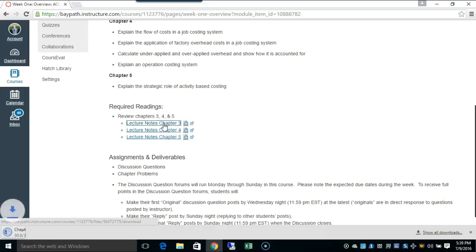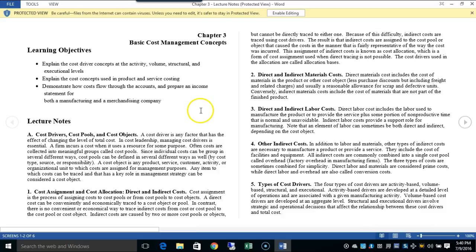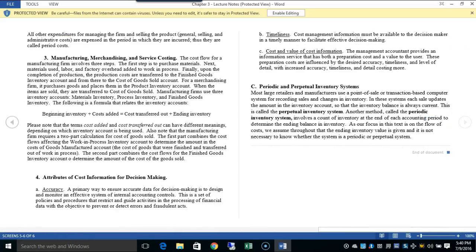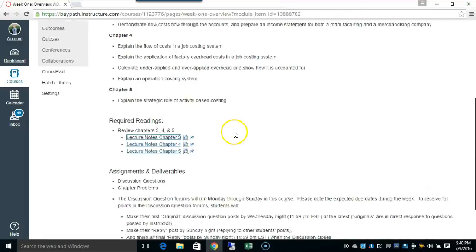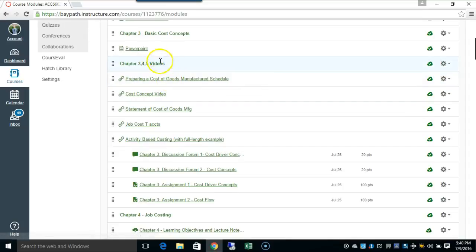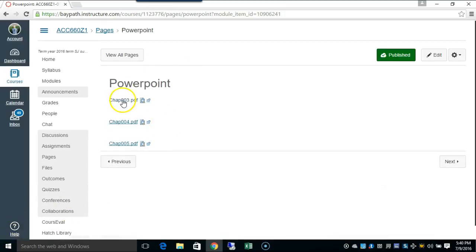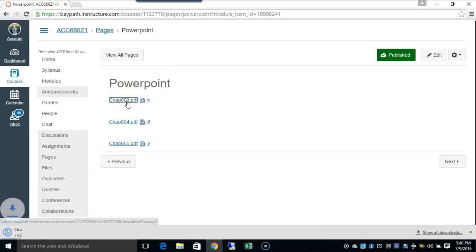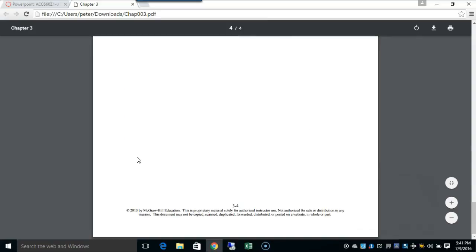So for example, if you click on this lecture note for chapter 3, you'll see it gives you your learning objectives, a review of the chapter, sort of like the Monarch notes of a chapter. Moving along, you will have some nice PowerPoint slides with each chapter for the week. So if you click on the PowerPoint, you'll get some slides there.